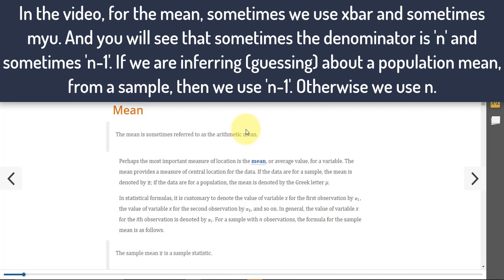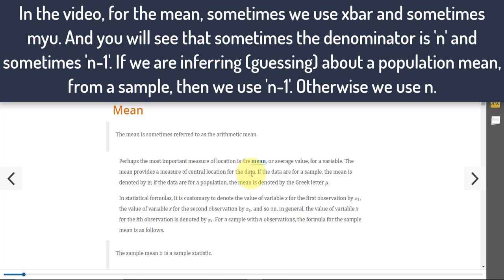Okay, so now we're back at the book. We're talking about the mean. We already explained it, but perhaps the most important measure of location is the mean, or the average value for a variable. The mean provides a measure of the center, or what they call the central location. The center for the data, right? The mean tells you kind of the center.